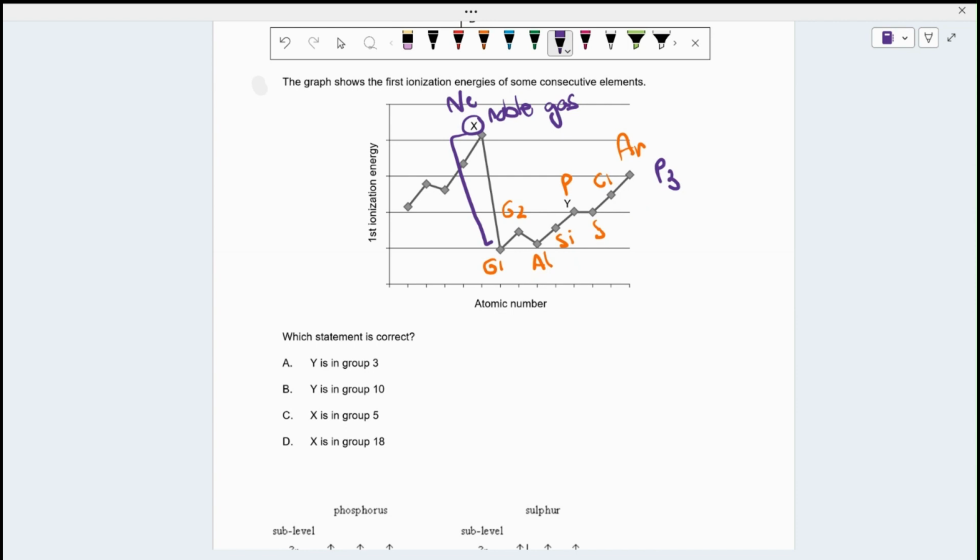Okay, so less energy required, which is why we have that very steep drop. Knowing this, which statement is correct? That would be D. X is in group 18, noble gas.